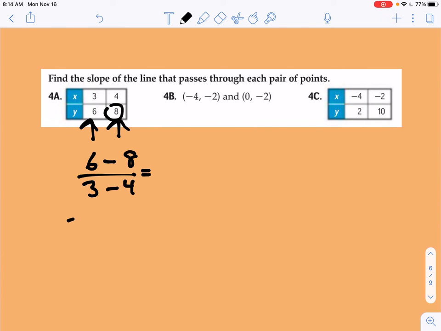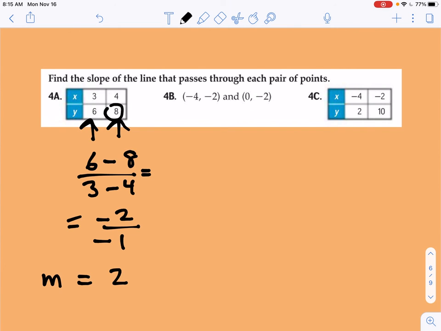Simplify it, and you get negative 2 over negative 1. Negative divided by negative is positive, and anything divided by 1 is itself. So it simplifies to 2, and we will call this m. This is something I didn't mention earlier, but the book likes to call slope m. That's the mathematical variable that they always use for slope.